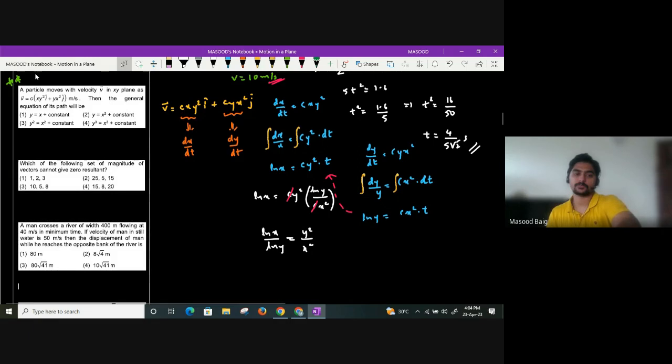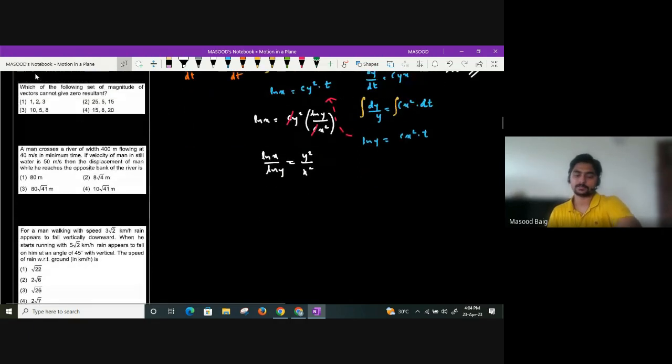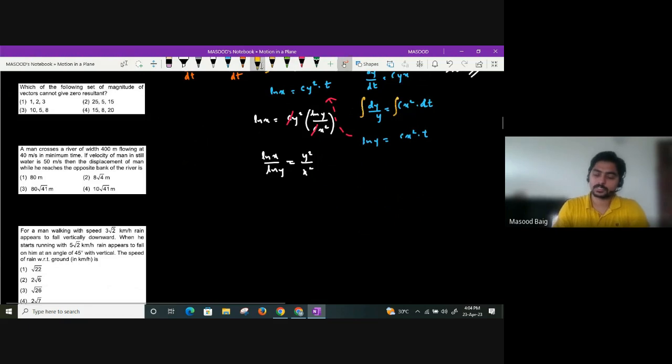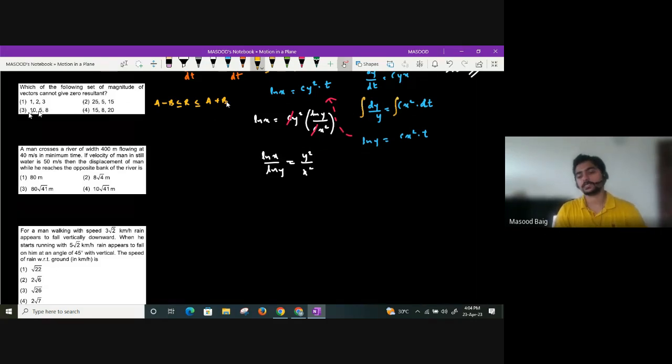Which of the following set of magnitudes of vectors cannot form a zero resultant? They have asked, which one cannot form a zero resultant? Basically, I've told you the difference of their magnitudes should be less than or equal to the resultant of two vectors, which should be less than or equal to the sum, a plus b, guys. Now, if I take 1 plus 2, you are getting 3 again. Yes or no? So the sum of two sides should be greater than the third side. It should form a triangle again. If I do 1 plus 2, you'll get 3, which cannot give zero resultant, they're asking.